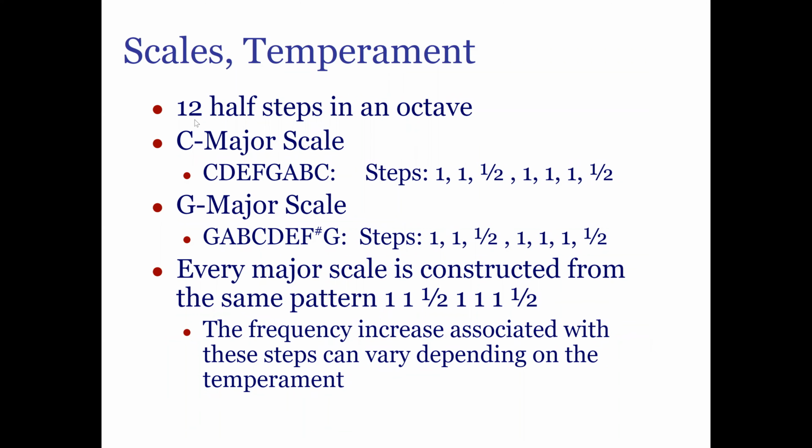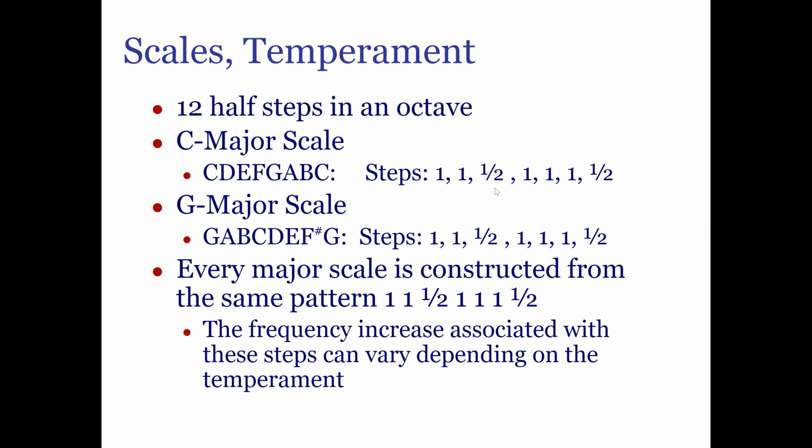So when we are building scales, we have 12 half steps in every octave in the modern Western scale. So a C major scale, if you play this on a piano, it's just going up on the white keys: C, D, E, F, G, A, B, C. So C to D is a whole step. You go past a black key to get to the white key. D to E is a whole step. You go past another black key.